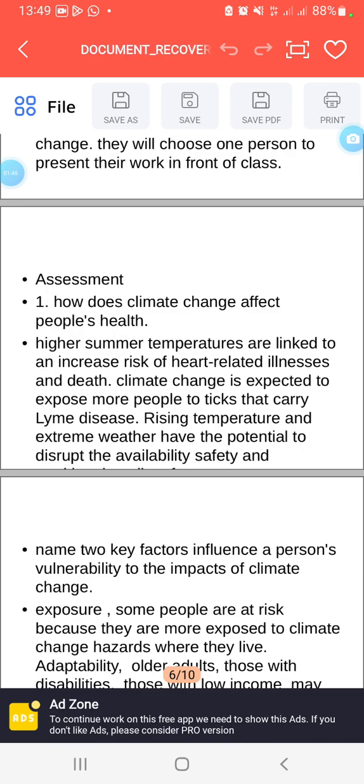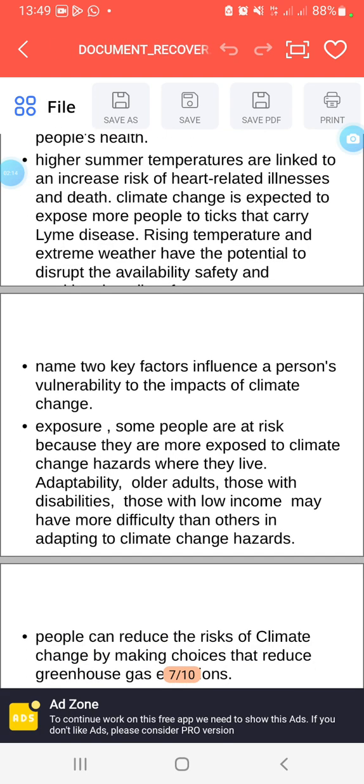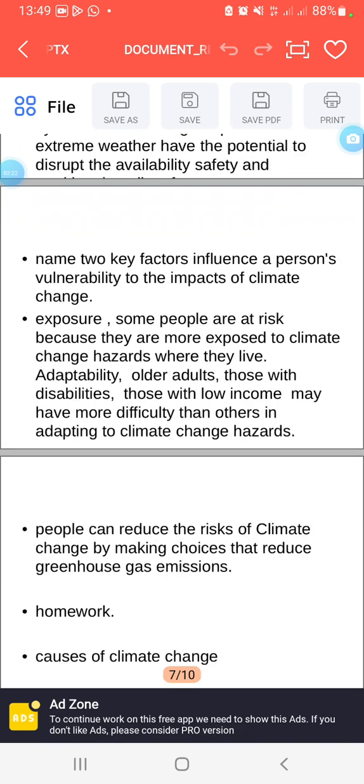Question number 1: how does climate change affect people's health? Name 2 answers. High summer temperatures are linked to an increased risk of heart-related illness and death. Climate change is expected to expose more people to ticks that carry Lyme disease. Rising temperature and extreme weather have the potential to disrupt the availability and safety of food.